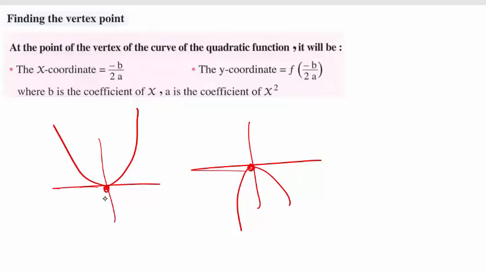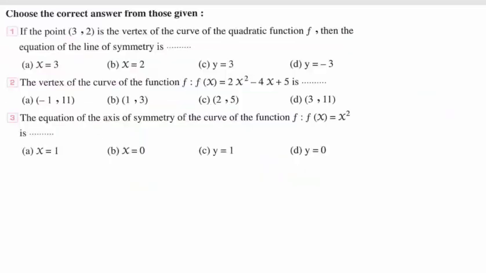How to find the vertex? As you know, the standard form of the quadratic function was f of x equals ax squared plus bx plus c. So, to find the x coordinate of the vertex, it will be -b over 2a. b is the coefficient of x, and a is the coefficient of x squared. And to find the y coordinate, it will be f of -b over 2a, meaning to find the value of -b over 2a, then substitute this value instead of x. Let's solve and see these points.